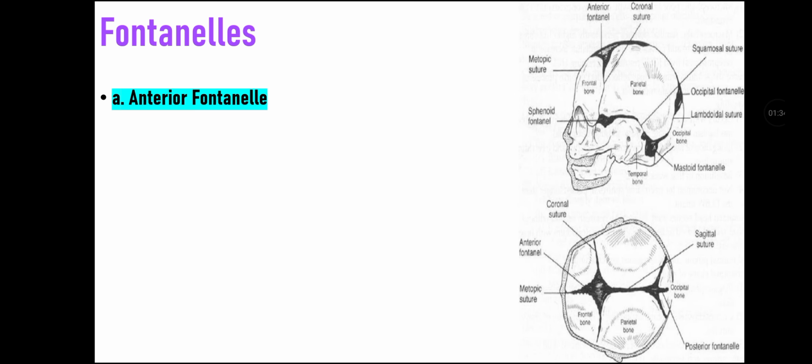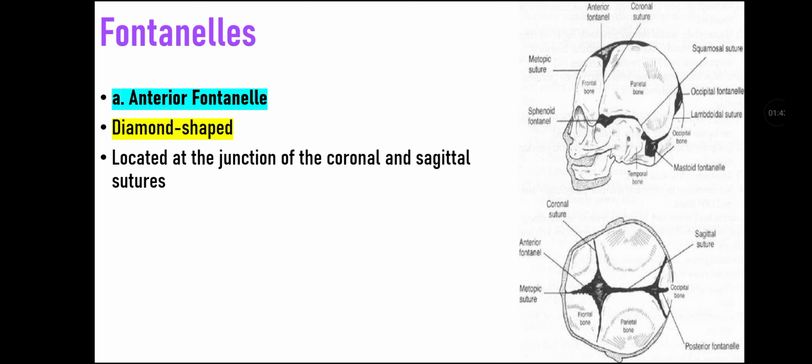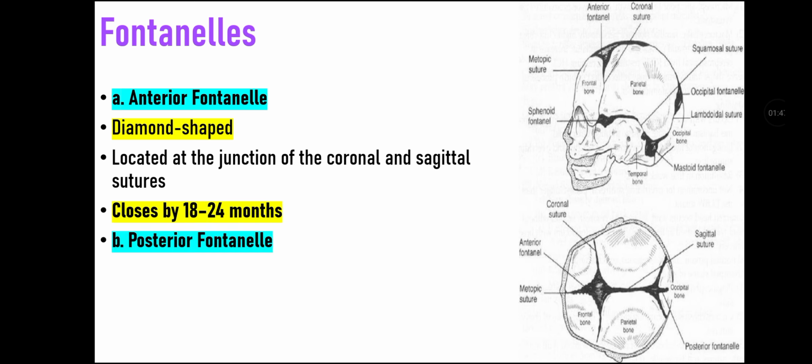First, we will talk about the anterior fontanelle. You can see it here in the diagram. In both diagrams, it is visible. It is diamond shaped when you see it from the superior view. It is located at the junction of the coronal and sagittal sutures. It is closed by 18 to 24 months.